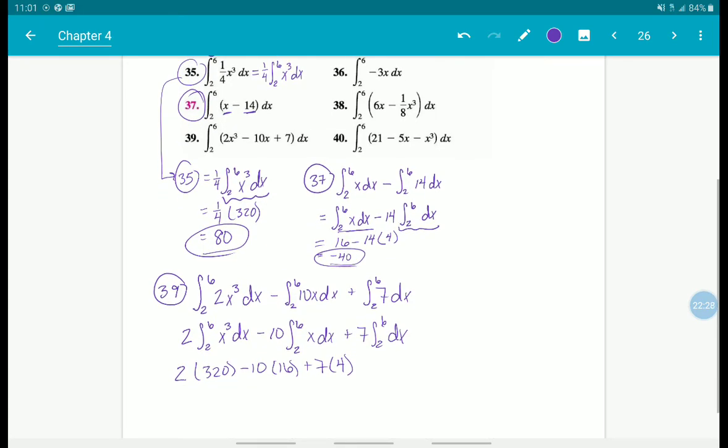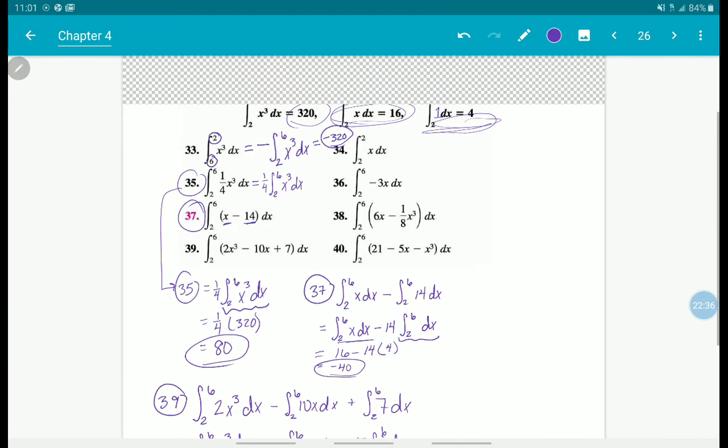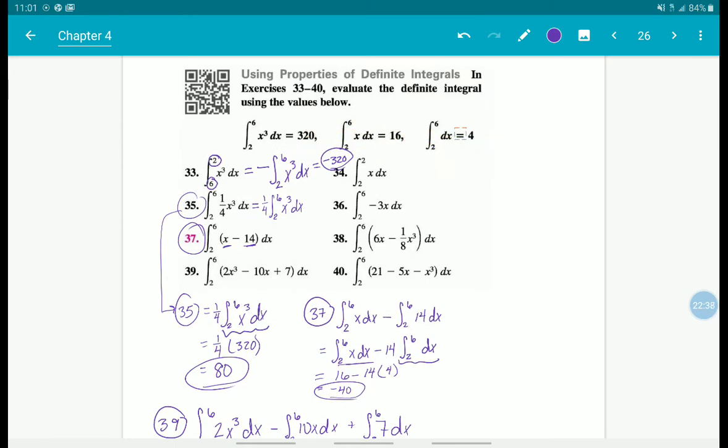So when I substituted that in, I got 508 for 39. Let's take a look at the other ones. In 34, if we integrate, notice those integrands are the same. We're going from 2 to 2 for the limits of integration. If they're the same, then the area under the curve would be 0.